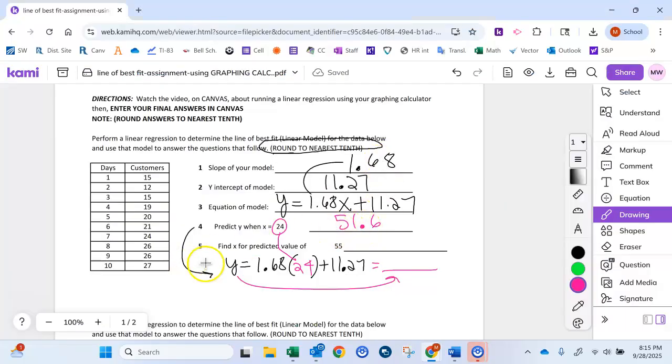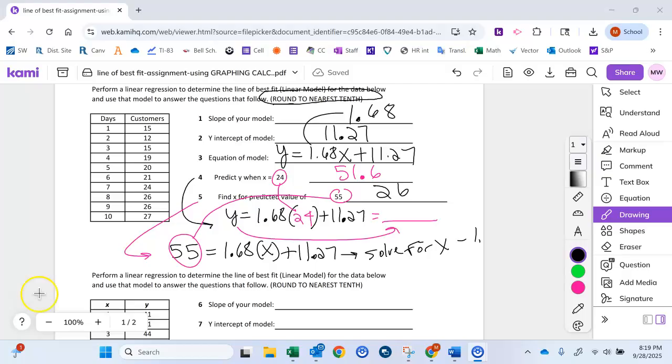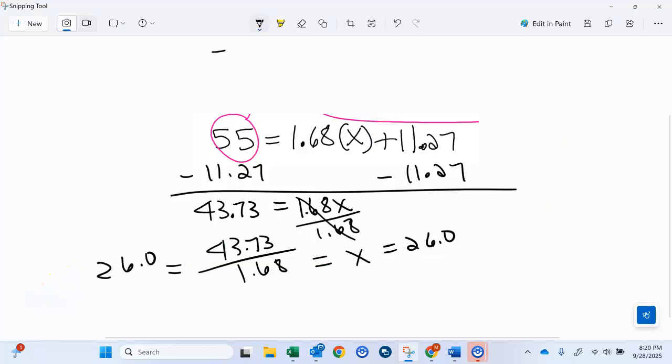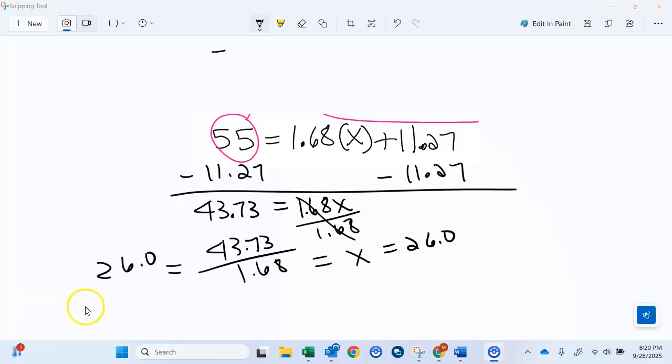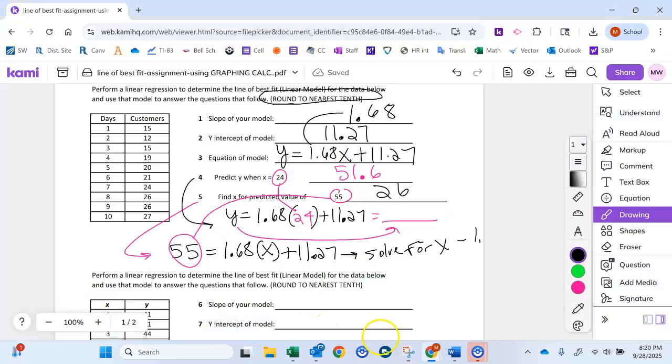Finally, number 5. I have 10 seconds, but basically you have to figure out what value of x gives you a value of 55. You solve for x. And if you want to pause, here's a solution. If you want to go ahead and pause it and check it out, go ahead. And that's it, guys.